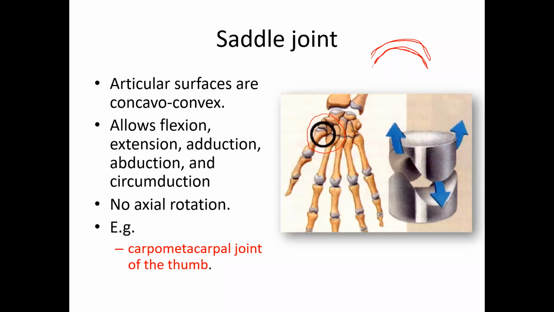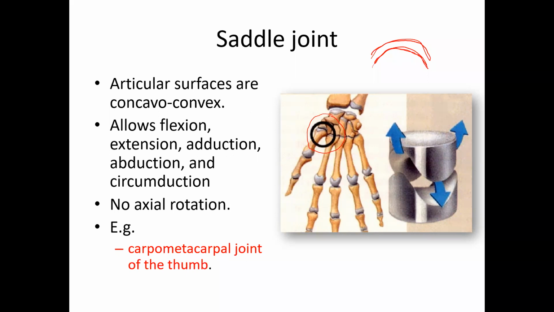right? So this is slightly more curved than a gliding joint, and because of that, it can allow more movement, right? So the carpometacarpal joint of the thumb is highly mobile and it can move in different planes, right? So it allows flexion and extension, adduction, abduction, and also a combination of these movements, which we call circumduction. Okay. However, there is no axial rotation of the thumb, right?